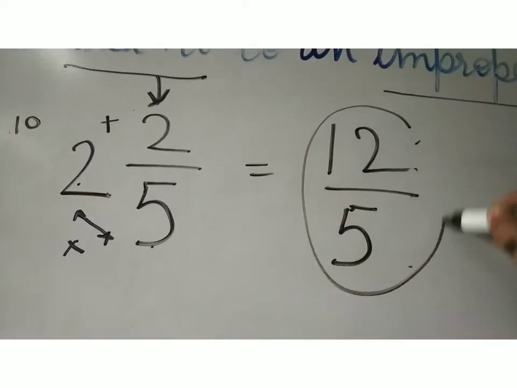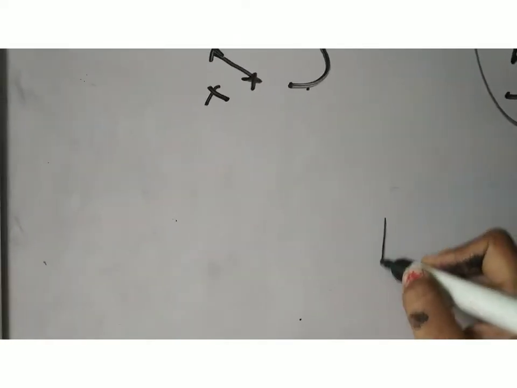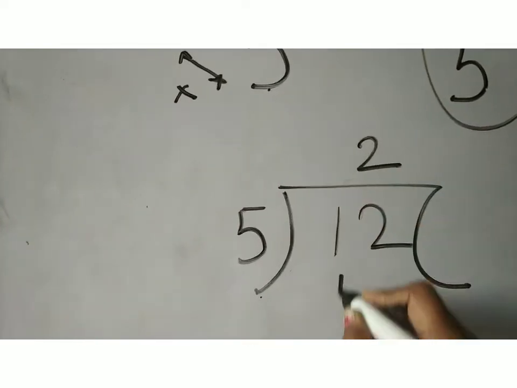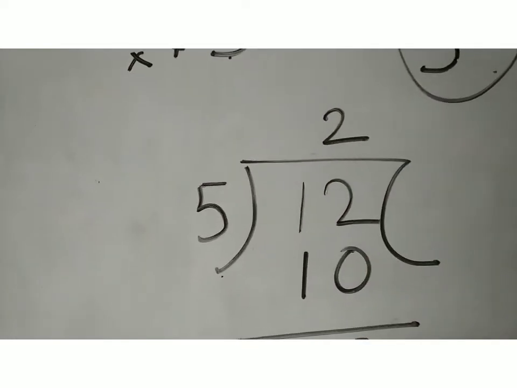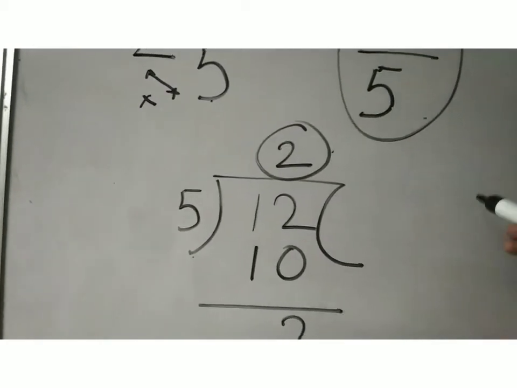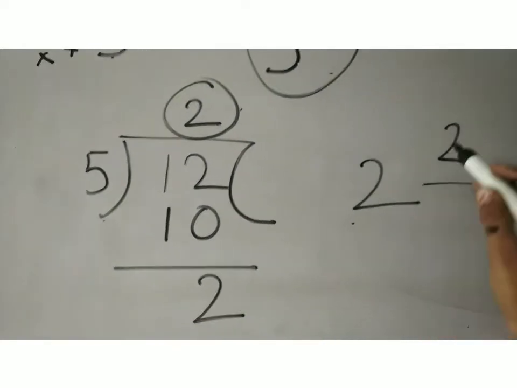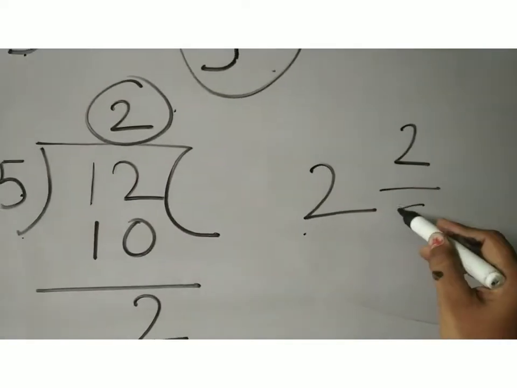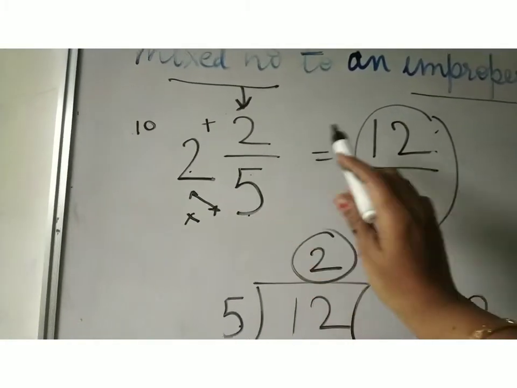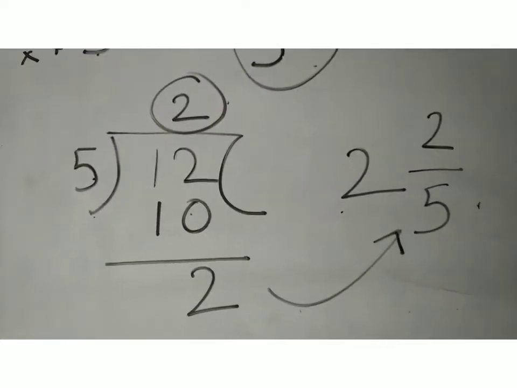Now this same number I will change into a mixed fraction. For that, I have to divide 12 by 5. So I divide 12 by 5. 5 2s are 10. Remainder is 2. So here I got the quotient 2. So 2 will be written as a whole number. Remainder will go up. That is 2 whole 2/5. This is the mixed fraction. So this is the changing of a mixed number into an improper fraction and an improper fraction to a mixed number.